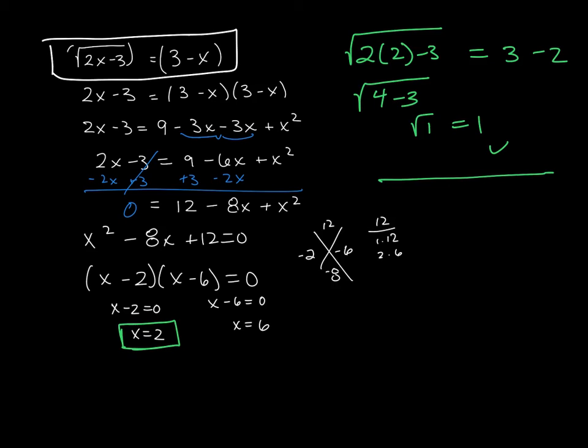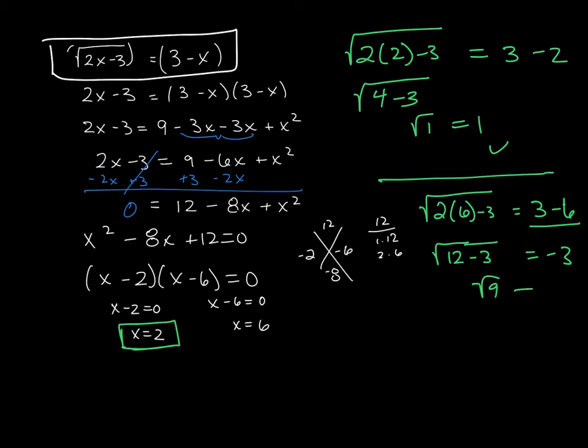Now, don't automatically throw the next one out. Let's go ahead and check it. So the next one here is 2 times 6 minus 3. Does that equal 3 minus 6? And as soon as you see this over here, you know that's going to equal a negative 3, so we're going to toss that one out. But just to do the work, 6 times 2 is 12 minus 3, and the square root of 9 does not equal negative 3, so you have to cancel that one out.